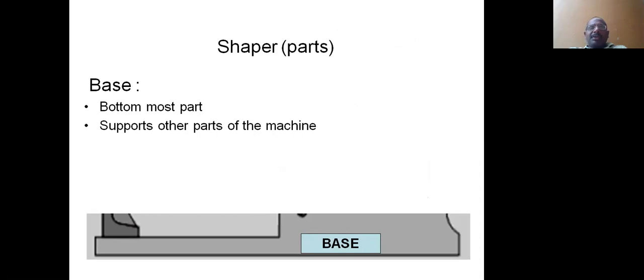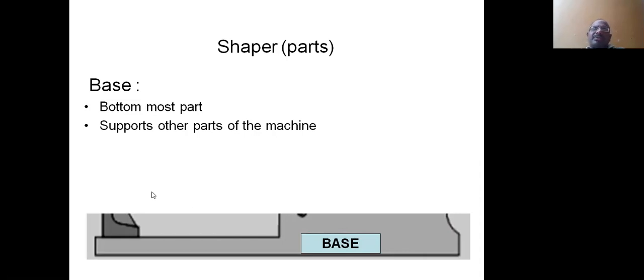So this is the base. If you observe in the previous one, we were observing the 2D line diagram. In the 2D line diagram, the bottommost part is called the base. So here it is represented with a separate line diagram, an exclusive representation of this particular base, so that you can clearly have an idea how this base is an integrated part of the shaper or shaping machine.